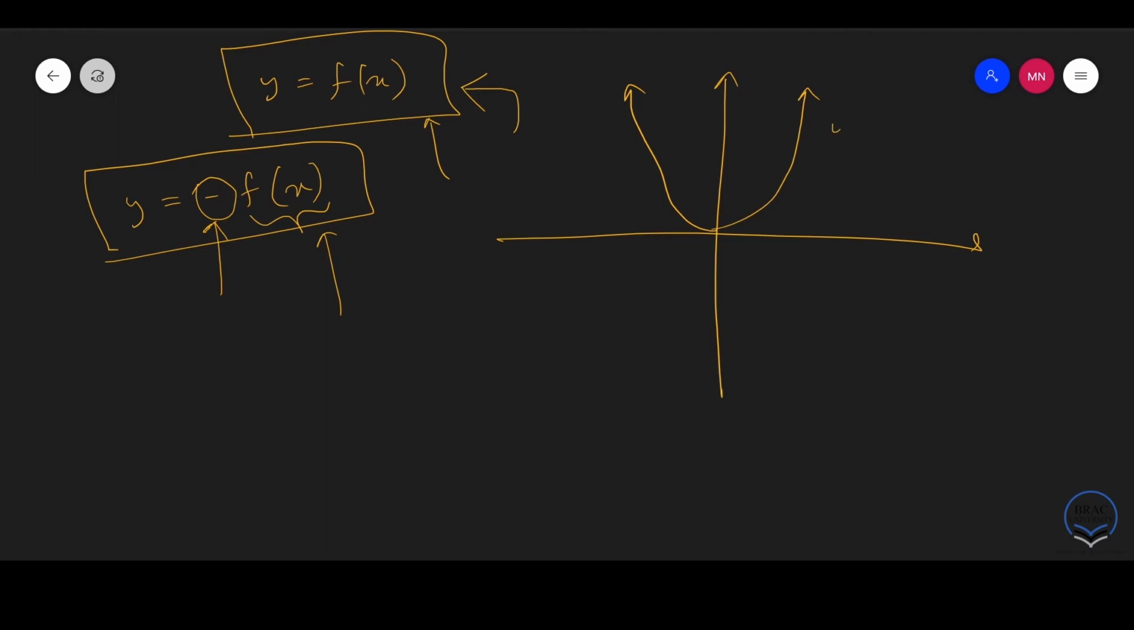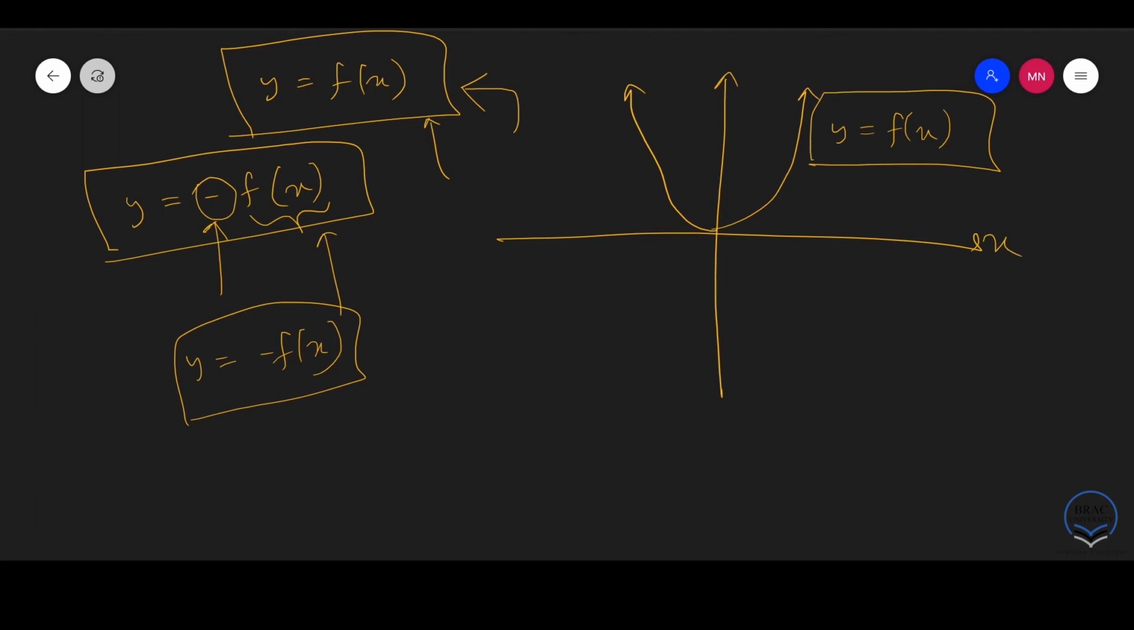So if this is the graph of y is equal to f of x, we can graph y is equal to minus f of x by reflecting the graph of y is equal to f of x along the x-axis. So we just reflect this graph along the x-axis to get the graph of y is equal to minus f of x. So this is the graph of y is equal to minus f of x.